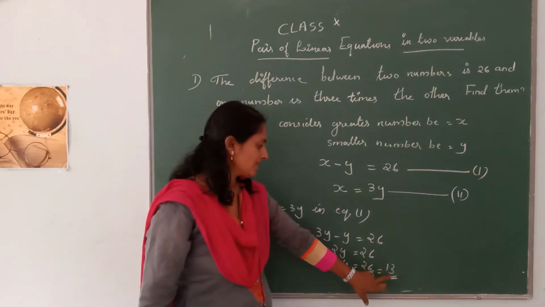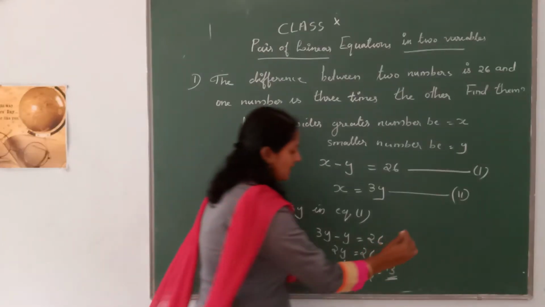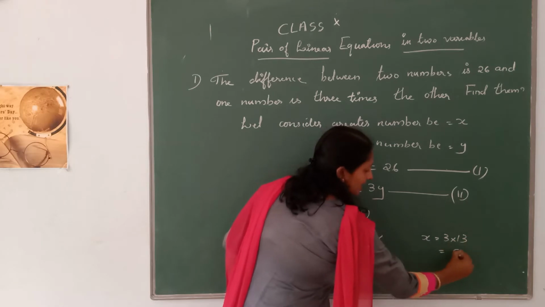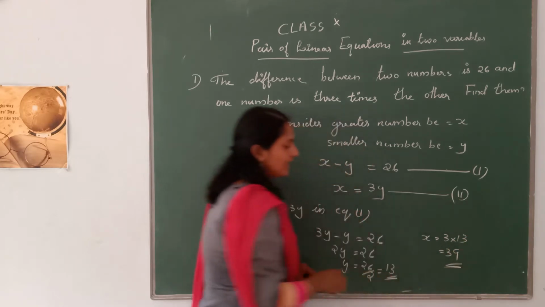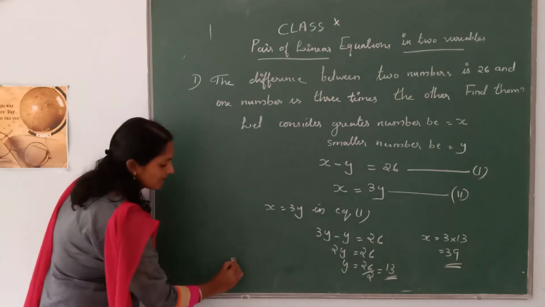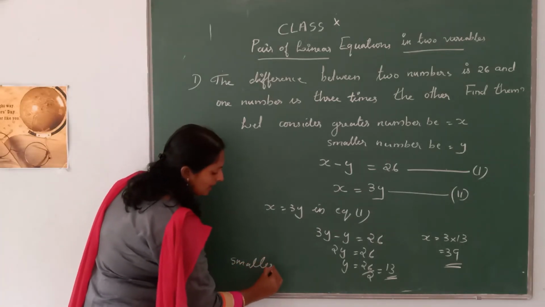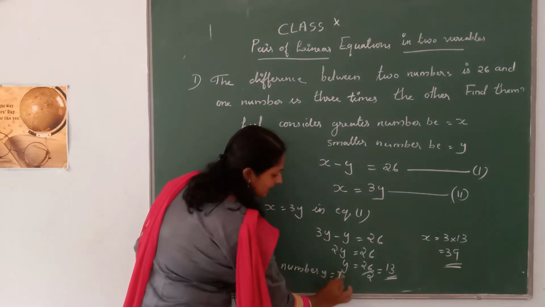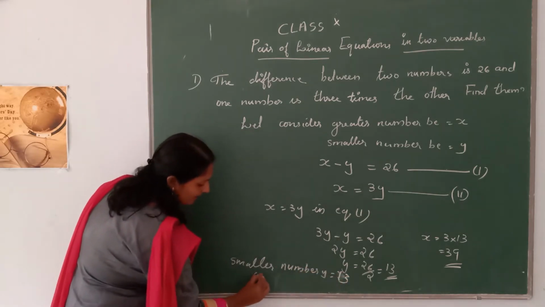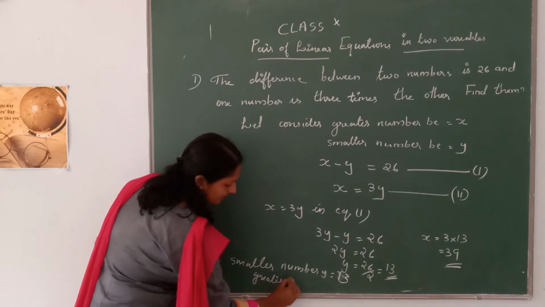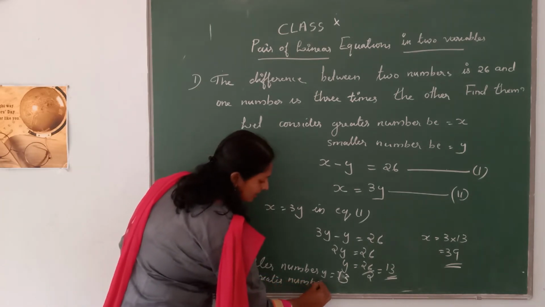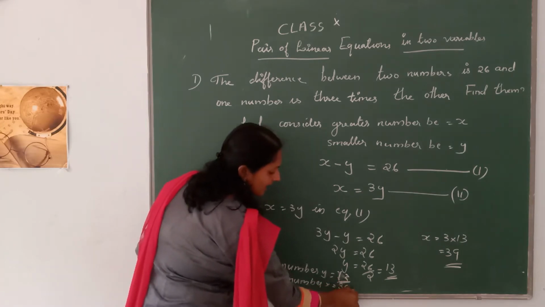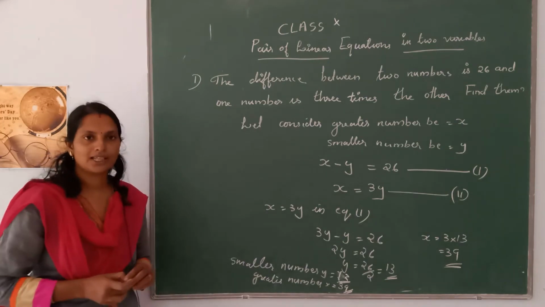Then substituting this in equation number 2, that is x is equal to 3 into 13, that is equal to 39. Therefore the smaller number y is equal to 13 and the greater number x is equal to 39. Therefore 39 and 13 are the numbers.